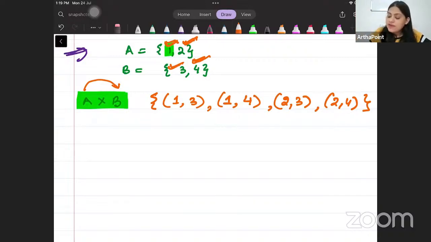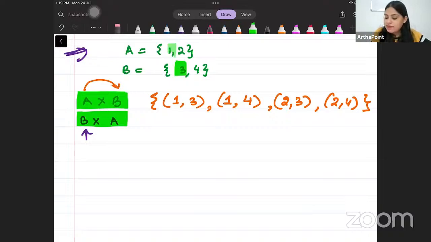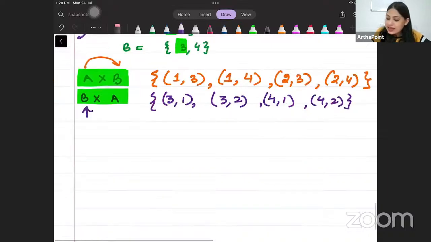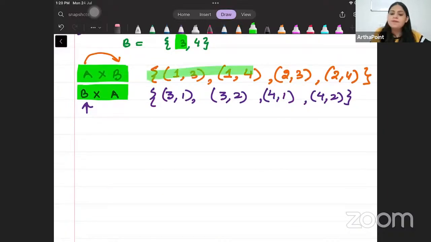Ab zara samjho. If I ask you find out B cross A, then beta what will happen if you have to find out B cross A? So beta pehla element to B ka loge na. First element should be from B now because it is B cross A. So if you were to find out B cross A, you would have taken the first element of B and second element of A. So beta it would have been 3, 1; 3, 2; 4, 1; and 4, 2. So beta your Cartesian product would have been this. Clearly, this is very different from this, isn't it?